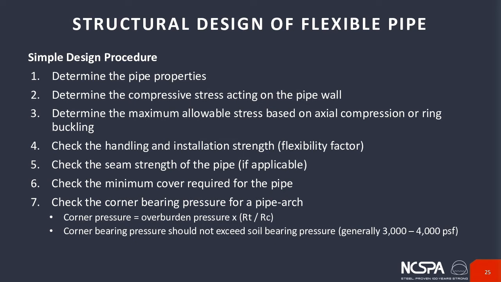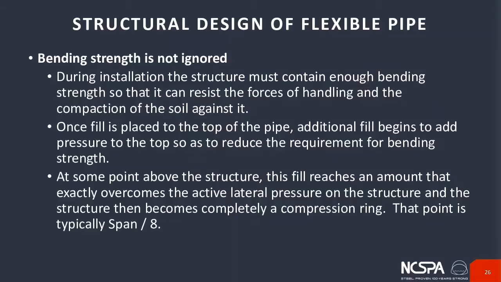Typically, that value is anywhere from 3,000 to 4,000 pounds per square foot, but of course it could change depending on your site conditions. But that check only needs to be applied for multi-radius shapes. The example we were going through is for a round structure, so that would not apply in this case, but I did want to highlight that just in case.